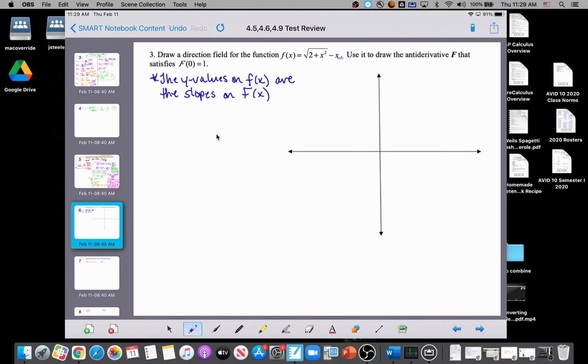So what we need to do here basically is build a table of values using our given function f of x. And for x values, I'm just going to be thorough here. So I'm going to go from like -5 to 5 on the x-axis.